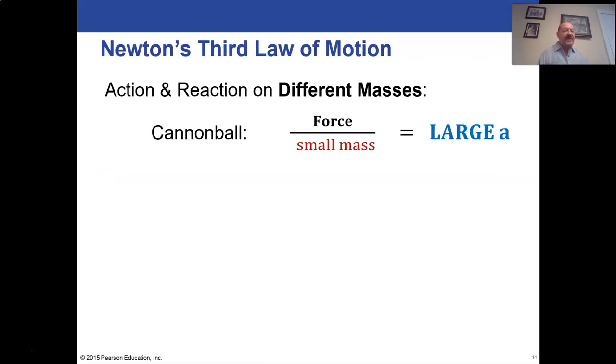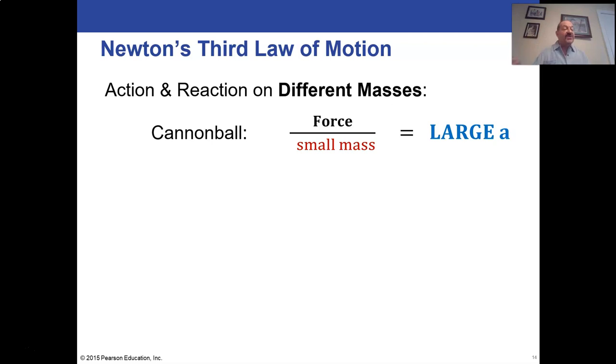So action and reaction on different masses. This is what we were just talking about with you and the Earth. You can also talk about it with a cannonball being shot out of a cannon. The cannonball weighs maybe a few kilograms. The cannon weighs hundreds of kilograms. So they experience exactly the same force. The force of the cannonball being shot by the cannon and the force of the cannon recoiling because of the cannonball. So the same force, remember, force divided by mass equals acceleration.